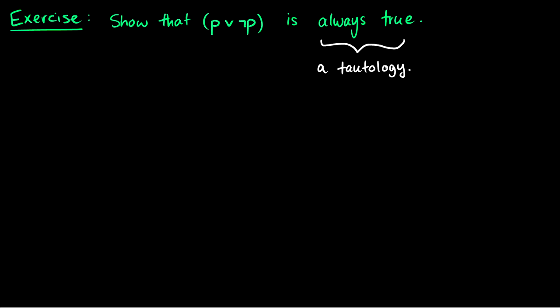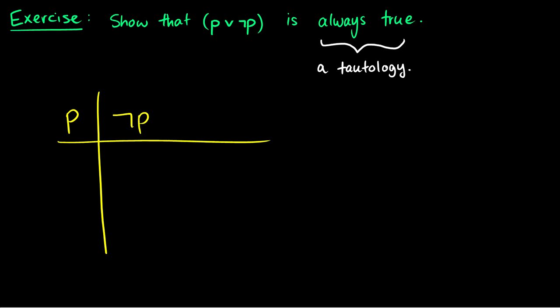Now, I have a couple exercises. The first thing I want to do is show that P or not P is always true. This is known as a tautology when it's always true, meaning that every single value in our truth table is going to be 1. So let's do this. Let's build our truth table. First thing, we have to start with P. And then I'm doing P or not P, so the second thing I have to do is build not P. And then finally, I can put them together to make P or not P.